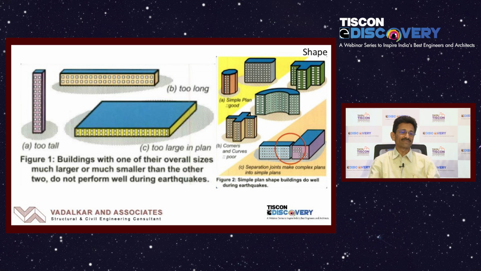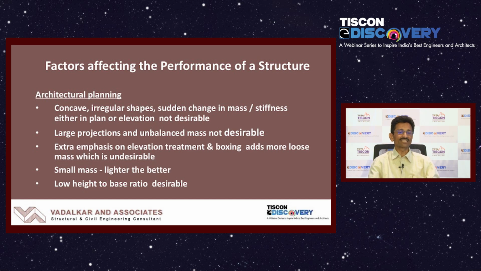So that is what I am just making a list of. In architectural planning, I will appeal to all my architect friends: if you can make a very simple geometry, then that of course helps in resisting the earthquake in a better way. So concave structures, irregular shapes, sudden change in mass or stiffness, either in plan or elevation, are of course not desirable from an earthquake point of view. Then if there are large projections or unbalanced mass in the building, that is also not desirable.